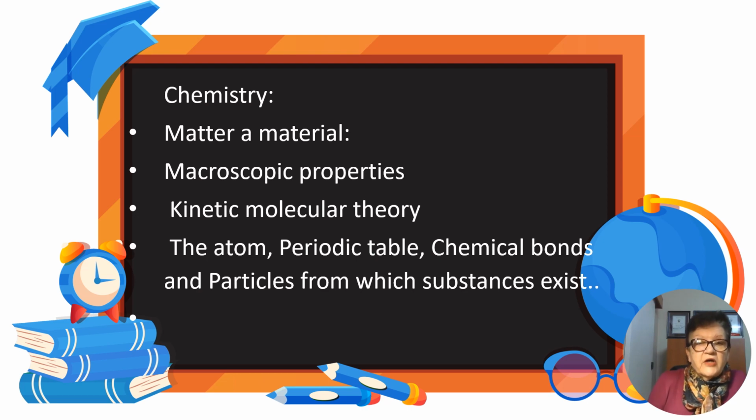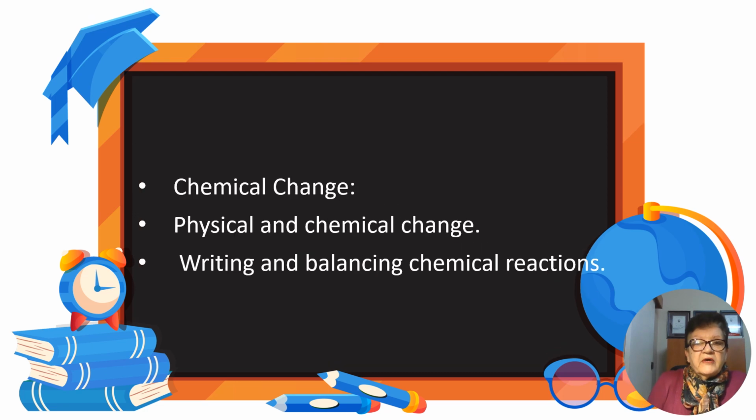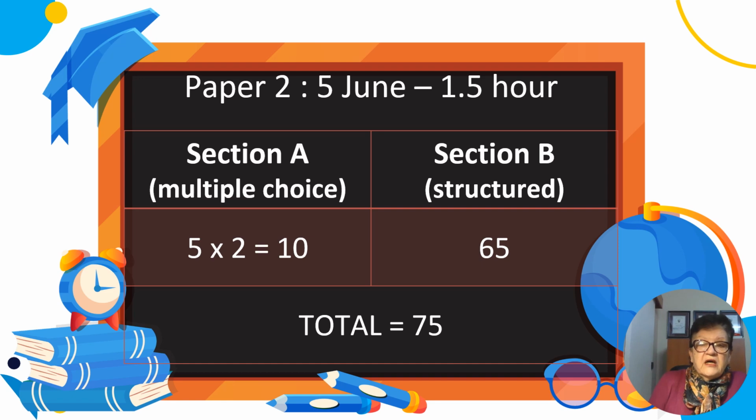We are going to look at matter, materials, macroscopic properties, kinetic molecular theory, the atom, the periodic table, chemical bonds, and particles of which substances are made up of. And we are going to look at chemical change, physical and chemical change, and the writing and balancing of chemical equations.